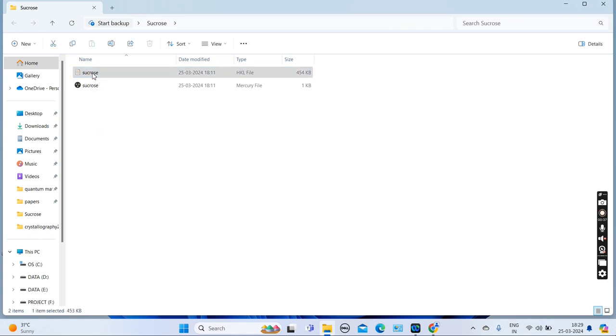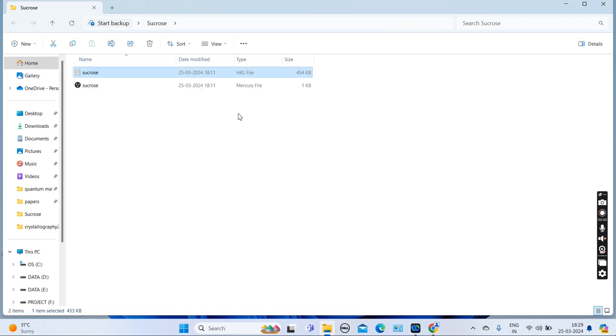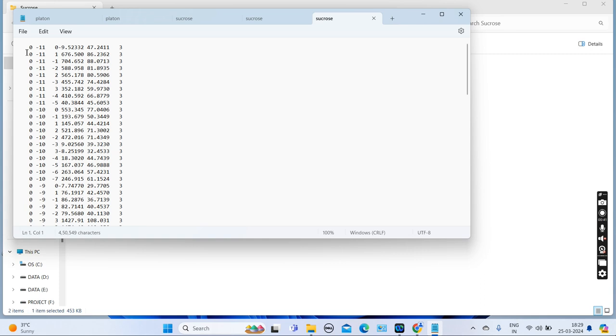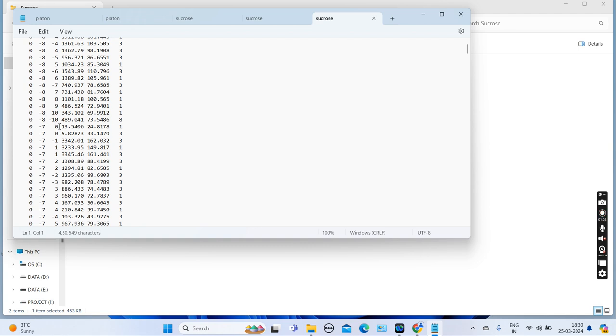Here HKL file you can open in notepad, then you will get idea about first three columns are HKL indices. Third one is the structure factor, then fourth one is the ESD associated with given structure factor. So there are thousands of reflections and their corresponding data.